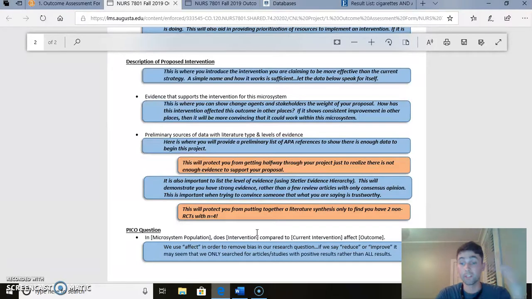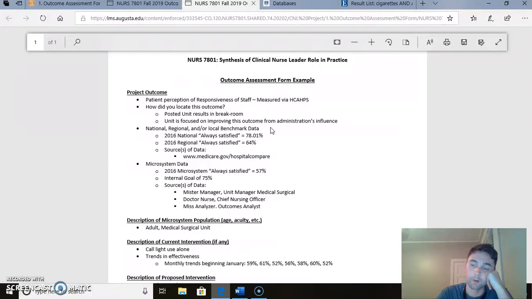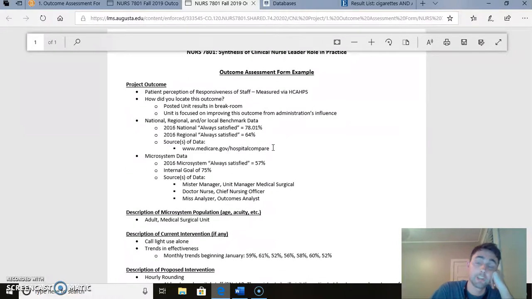So that's it. If you look at the example that they gave, this is one of my past students. It's on D2L if you want to look at it. Very good research. Not difficult to find information on either. Basically, they wanted to see how patients perceive the responsiveness of staff. This is based on HCAHPS, which is a survey we send out to patients about their satisfaction for their stay.